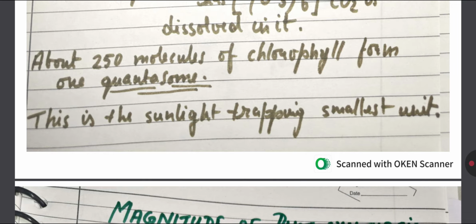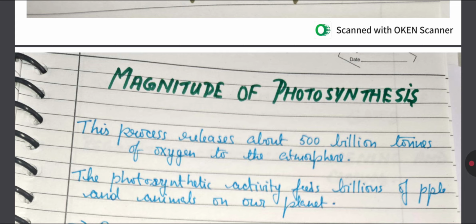About 250 molecules of chlorophyll form the quantasome. Now this is a bit important. About 250 molecules of chlorophyll form one quantasome. This is the sunlight trapping smallest unit for photosynthesis.